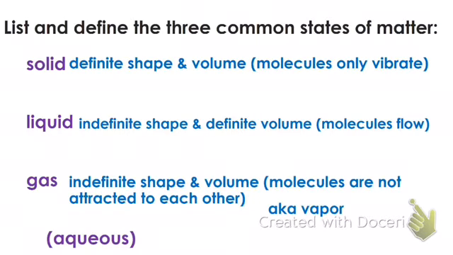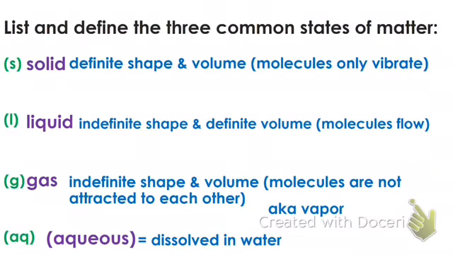Now, aqueous. Aqueous is a little bit weird. Aqueous is a solid that's been dissolved in water, and it's not really a true state of matter, but when we study chemical reactions, we're going to be putting these little symbols, S, L, and G for solid, liquid, and gas, but you're also going to see AQ for aqueous. It is different than being a liquid. Even though it lets that substance act like a liquid, that solid has been dissolved in water, and the water is what lets it flow and move.